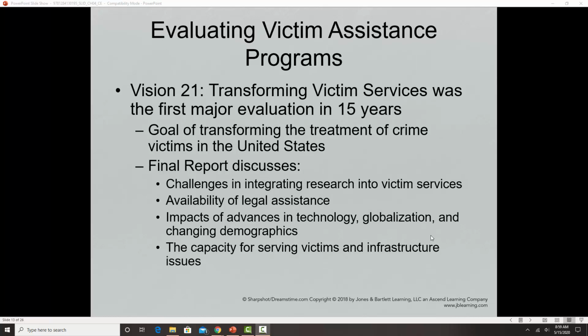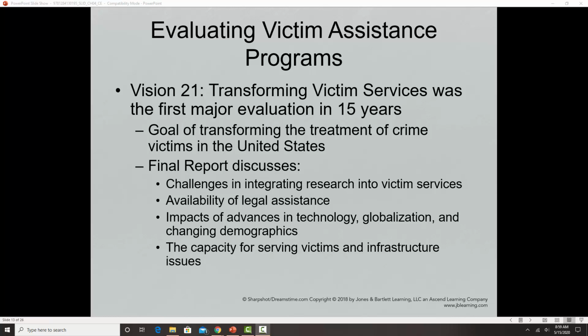Now, when it comes to evaluating victim assistance programs, the Office for Victims of Crime, the OVC, which I showed you their website a few minutes ago, funded Vision 21. This was a project whose objectives were to examine the existing framework of the victim assistance field nationwide and explore new and existing challenges facing the field. So just kind of reevaluating what was going on and how we could transform the system, with the goal of making victim assistance programs more effective.